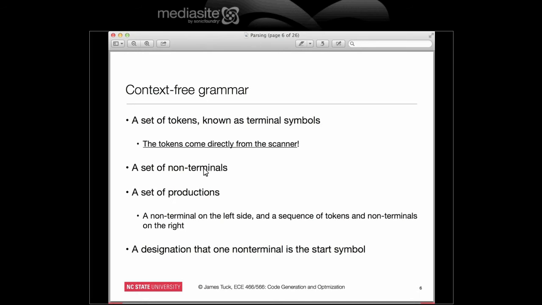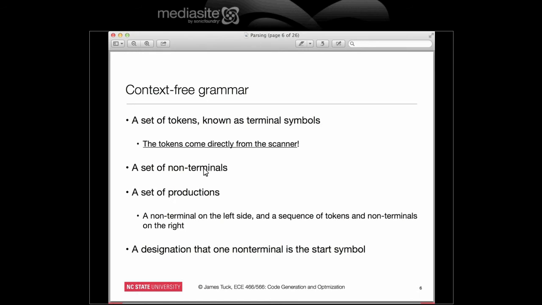Now, the attributes of a context-free grammar are just taken from the theory of languages. I'm not going to justify any of these things, and we're not going to look into this more deeply. I'm just going to tell you what they are, and we're going to use these concepts. So a context-free grammar has a set of tokens known as terminal symbols. These are the tokens that come from the scanner. So these are the tokens defined for a very specific language.